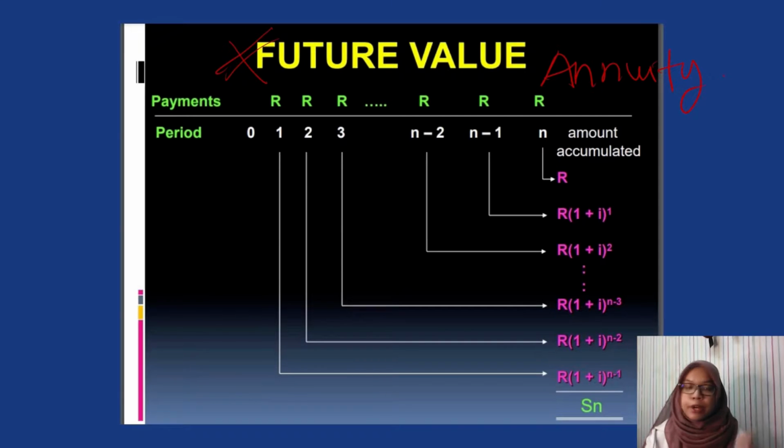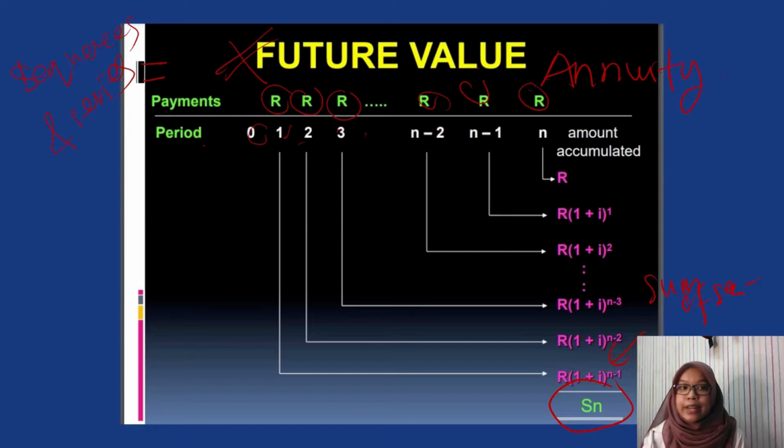If you already learned about annuity, I think it is easier to find. Annuity and future value is quite similar to sequence and series because it is payments. So this is the same payment and period 0, 1, 2, 3. So basically, it is required to find Sn, which is the sum of the sequence. Can you see the connection between annuity, future value, and sequence and series? Yeah. So let's look at the formula for this.